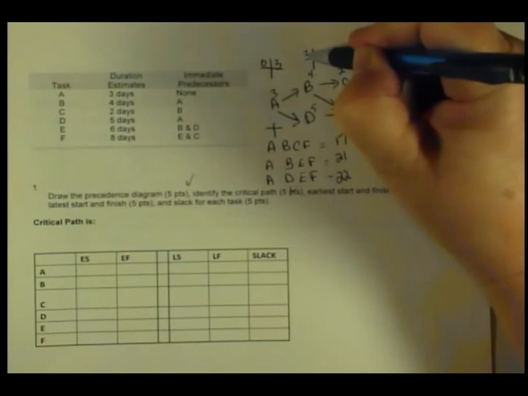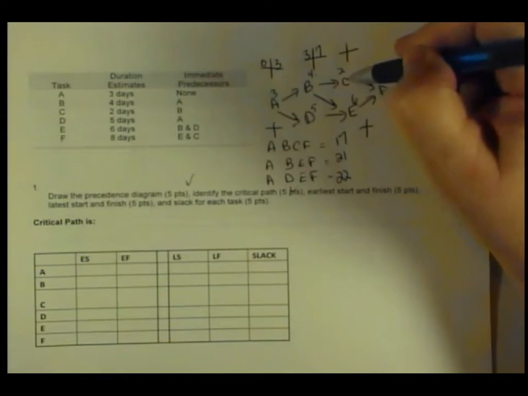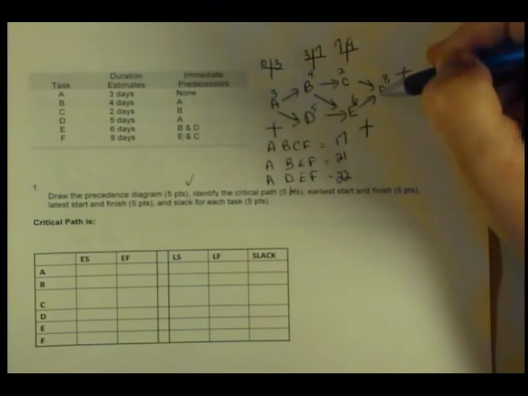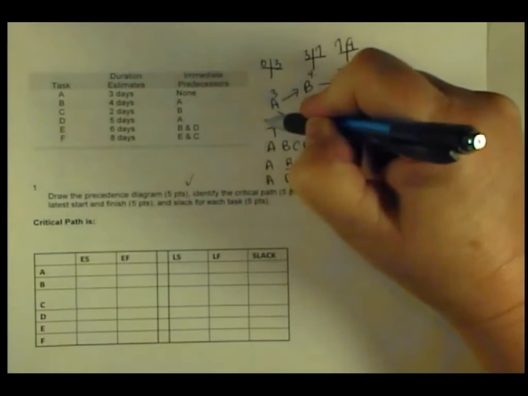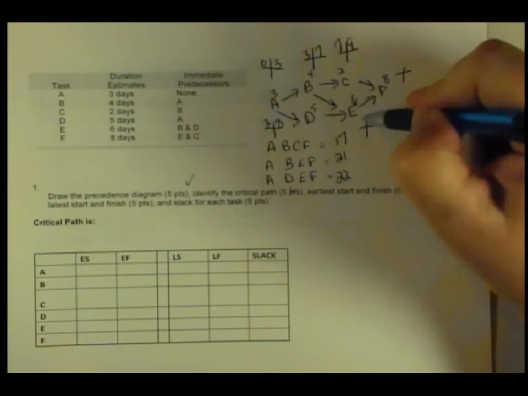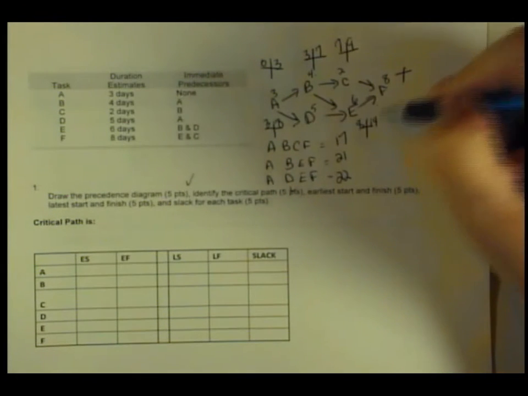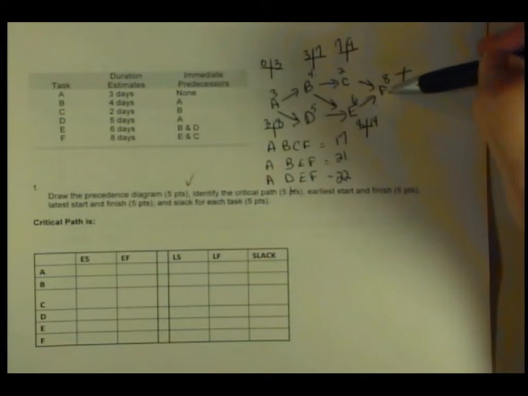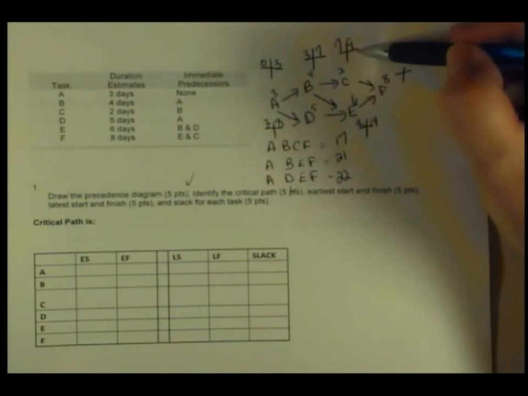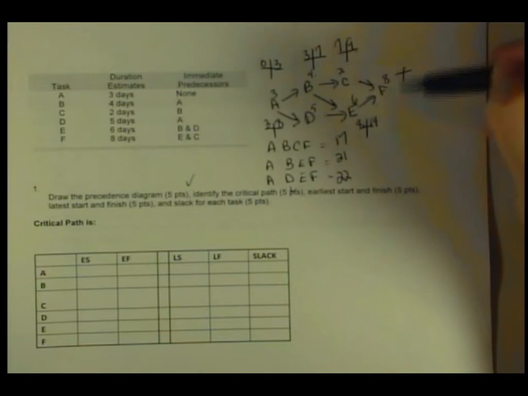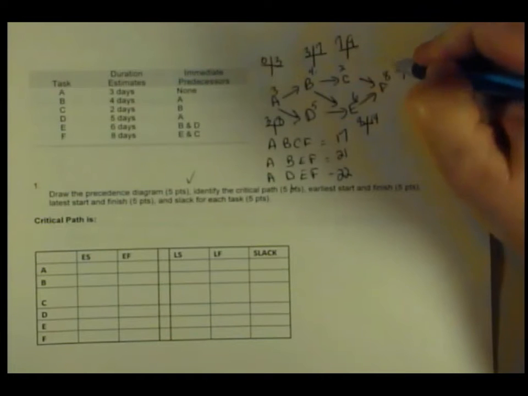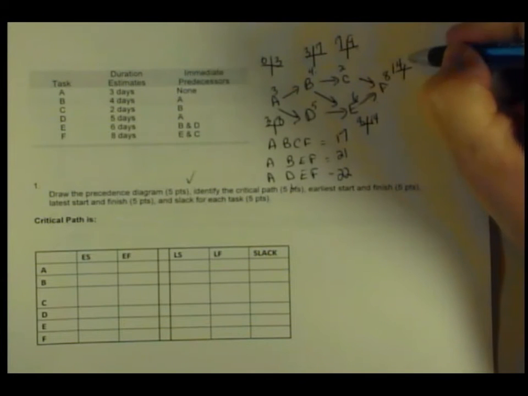Therefore, B starts at 3, ends at 7. C starts at 7, ends at 9. I can't do F because I have 2 arrows coming into it till I have both arrows figured out. So D starts at 3, ends at 8. E starts at 8, ends at 14. So the 2 arrows coming into F are 9, ending on day 9 from task C, and 14 from task E. So what am I going to start with for task F? 14, Rachel says, and she's correct. And 14 plus 8 is 22.